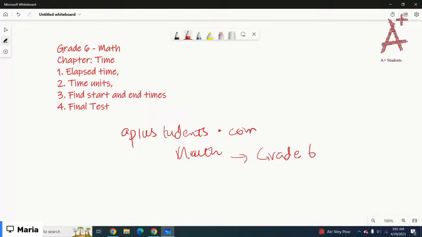There you can find a list of the chapters. We're going to start with the chapter time. The lessons are elapsed time, time units, find start and end time, and then we'll do the final test of the chapter. So let's just start with the first lesson.